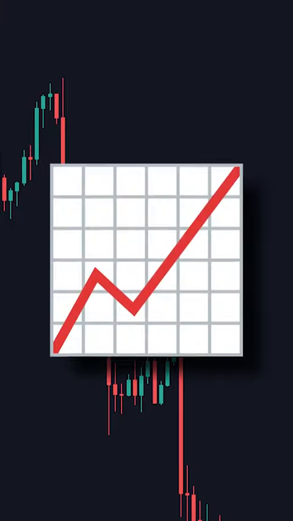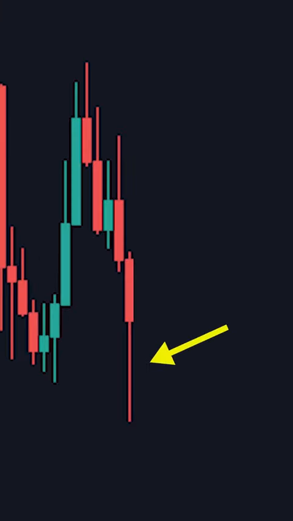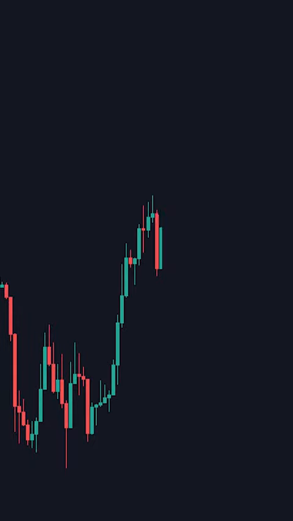Here's how to predict exactly when a reversal is about to happen on any chart. First, you're looking for what are called bullish rejection blocks. A bullish rejection block is simply a swing low that is formed with a long wick like this. You then want to see a strong move upwards after this candle has been formed.